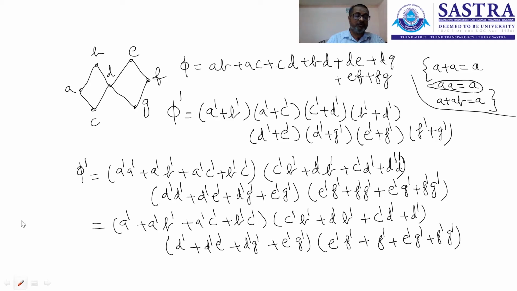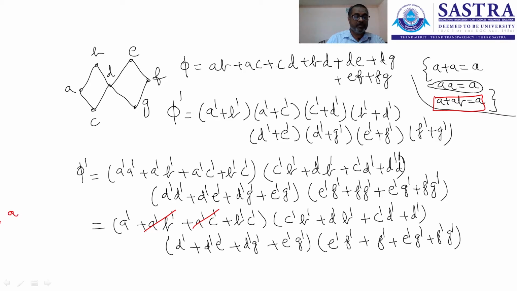So now I will use A plus AB is equal to A. This would give you A dash plus A dash B dash, which gives A dash, plus A dash C dash, which will give you A dash. Okay, I'll just write this down here. This would give you like this.